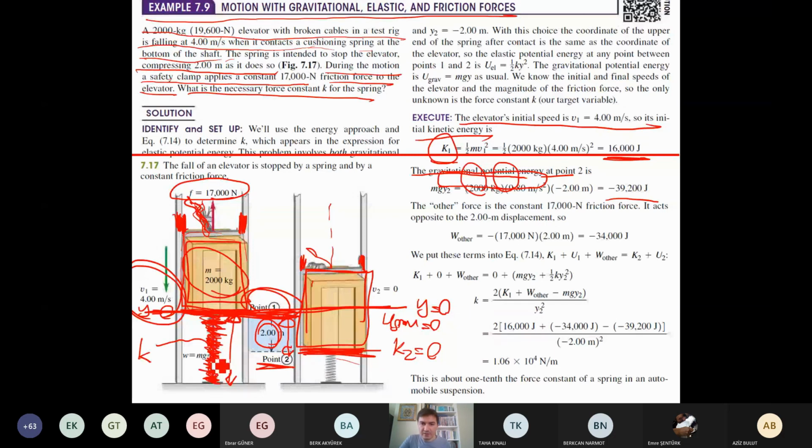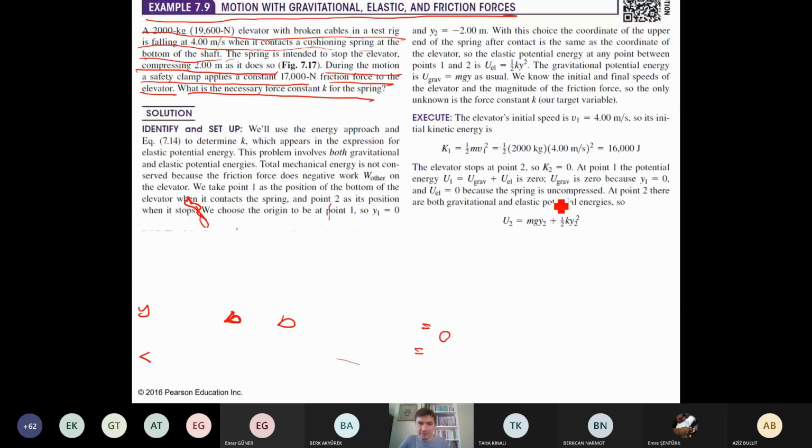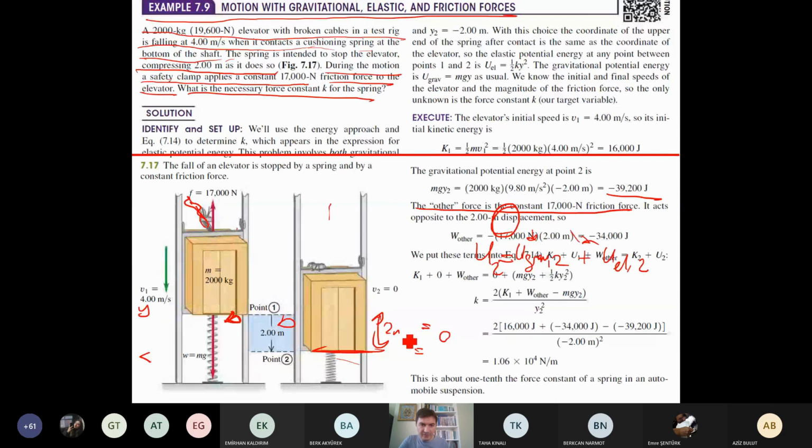Let me clean this part and then continue. So at point 2, there are both gravitational and elastic potential energies. So the total potential energy is given with gravitational potential energy at point 2 plus elastic potential energy at point 2. This is the total potential energy at point 2. Why? Because we have compressed the spring 2 meters, and this was y equals 0. Now we have y equals minus 2. Then we have U gravitational also here, which is different from 0.